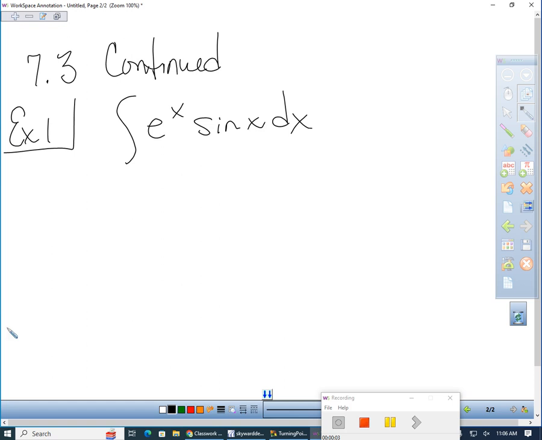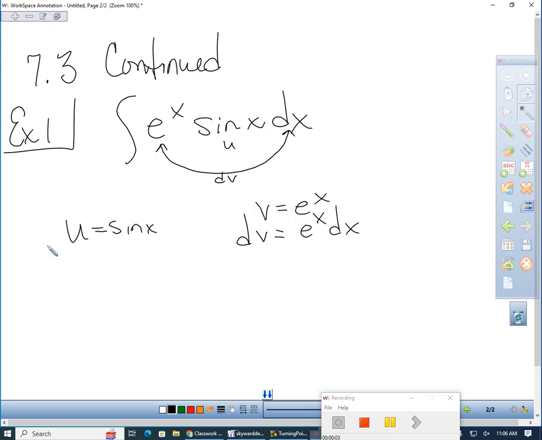All right, so I personally like to use my sine because it's easier for me to do the derivative out of my trig, and it's easier to do the antiderivative of e. So I like sine to be my u and my e to the x dx to be my dv. So I'm going to say my u is sine x, my dv is e to the x dx, so my v is simply e to the x, and my du is cosine x dx.